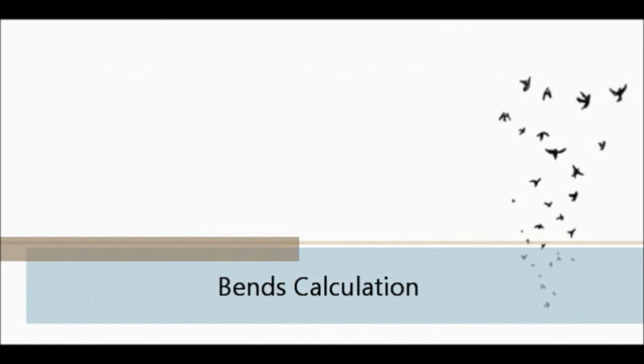For the bends calculation, since only 2 bends with 90 degrees were assumed, the pressure drop is 1095.6 Pascal. Thus, the total pressure drop of the system is 2.38 kilopascal.